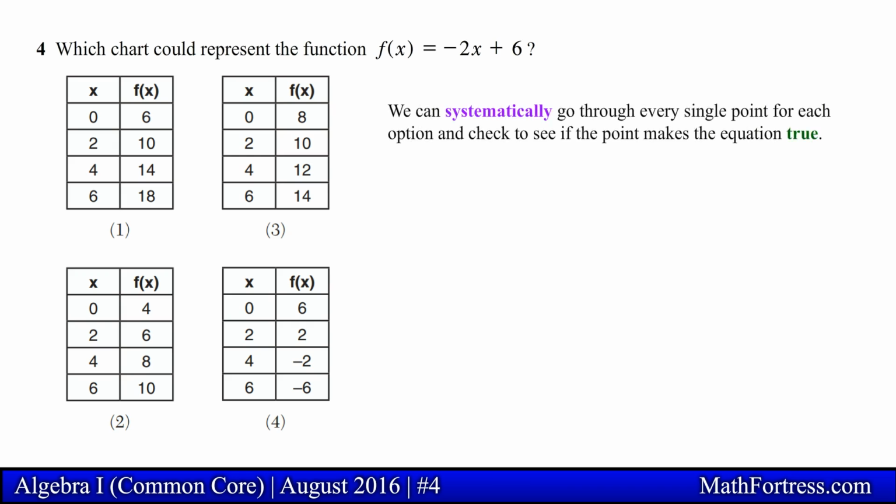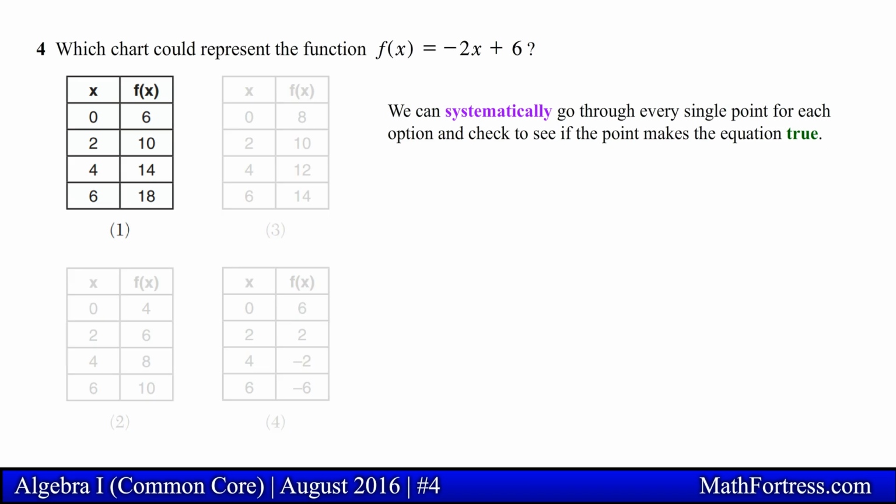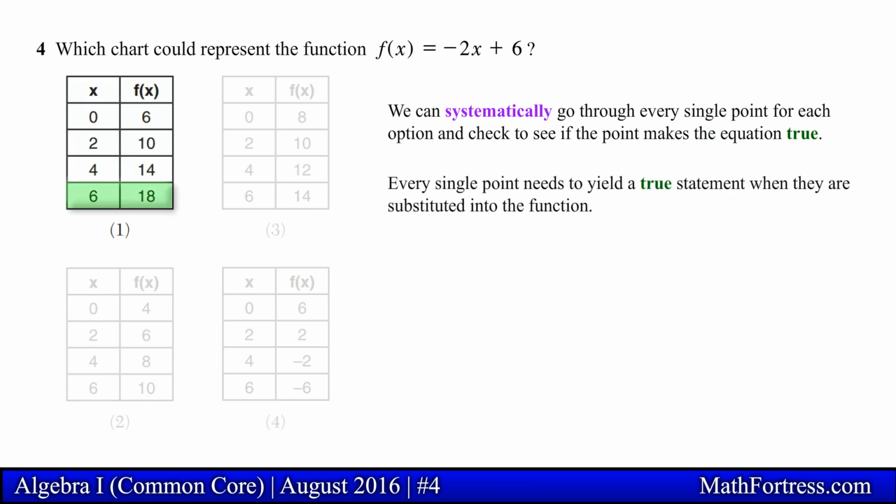We can go ahead and systematically go through every single point for each option and check to see if the point makes the equation true. For example, the chart from option 1 contains 4 points. We will need to systematically go through each point and make sure that every single point yields a true statement when they are substituted into the function.